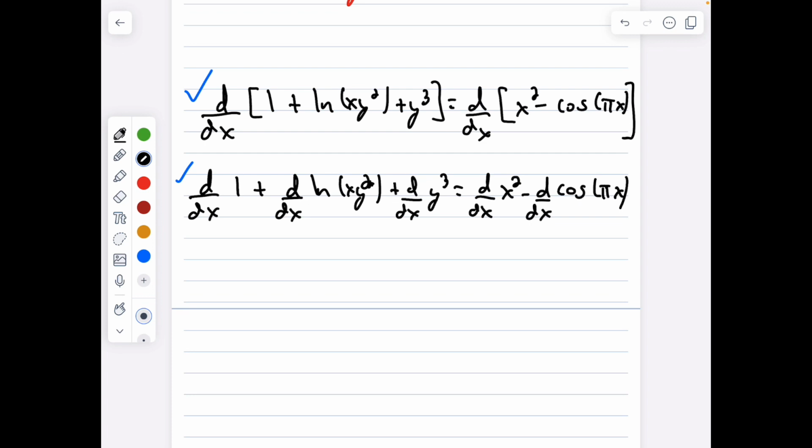On our next line, the derivative of 1 is just 0 because it's a constant. For the derivative of ln of xy squared, I have to use the chain rule because it's a composition of functions. I would have 1 over xy squared. So I took the derivative of the outside function, ln, which is 1 over whatever's on the inside, times the derivative of the inside. And for that inside, you have xy squared, so you have to use the product rule.